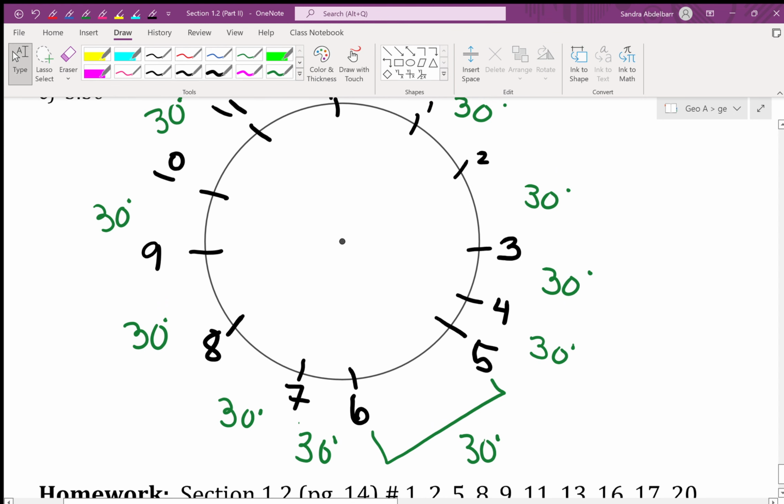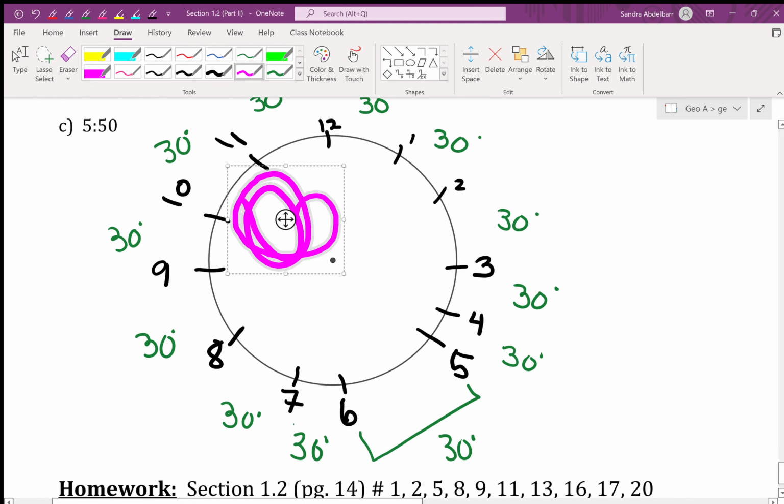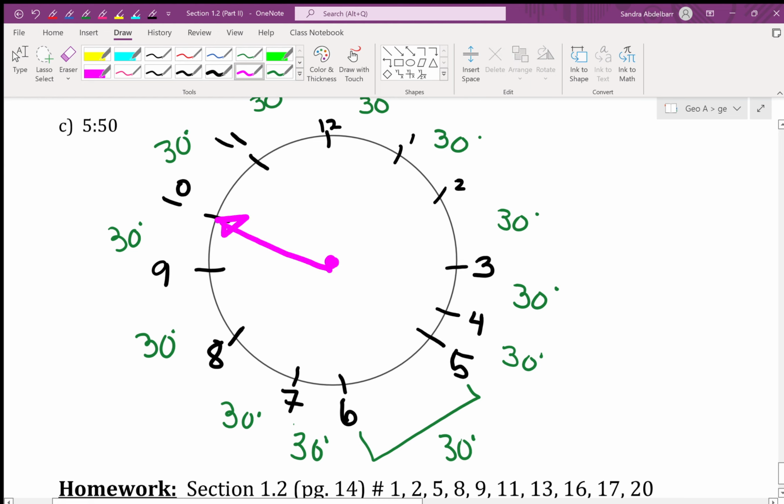All right. Now at 5:50, the big hand, the minute hand, is on exactly which number? 50. Well, it's going to be on the 10. All right, so the big hand is on exactly the 10. And the hour hand, the small hand, is somewhere between the 5 and the 6. How am I going to figure out where between the 5 and the 6? What am I going to do?